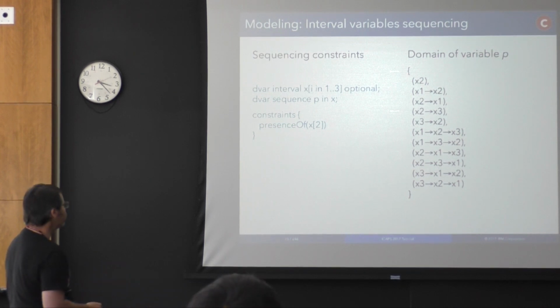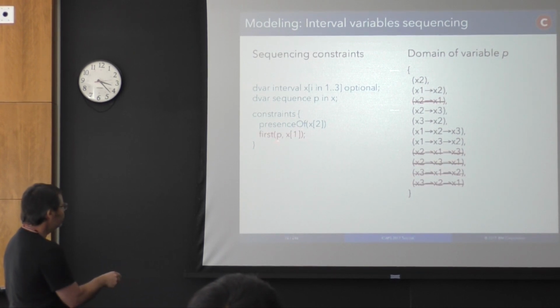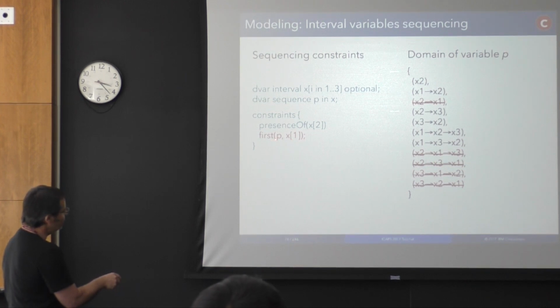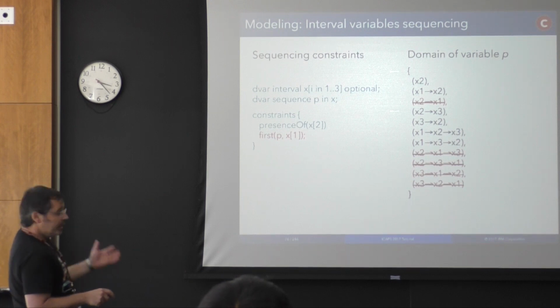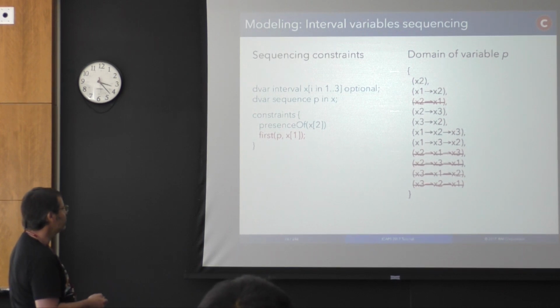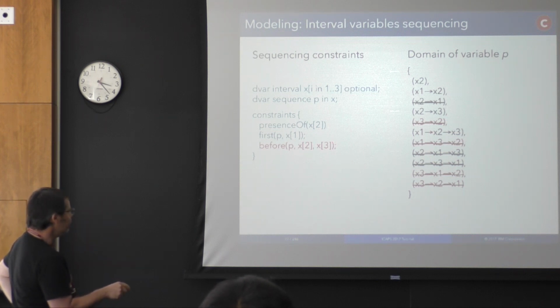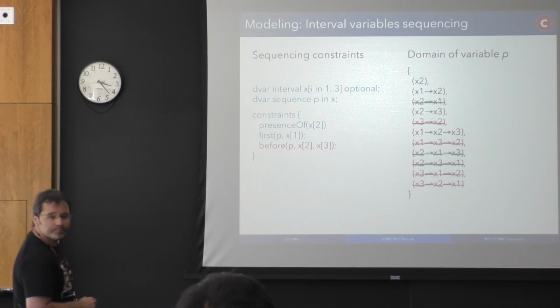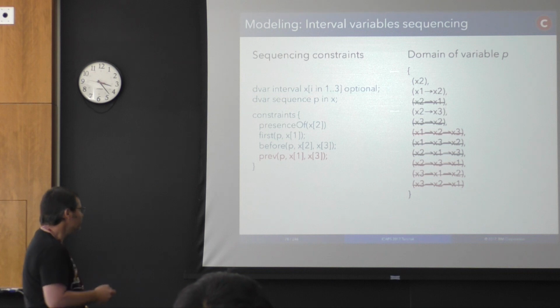Now let's see if we had a constraint first(p, x1). This constraint says if x1 is present, it must be the first. Then this will rule out from the domain all the values where x1 is present and it is not the first. So this won't be possible, this won't be possible, etc. So if you had a constraint before in the sequence, x2, x3, it means that this will rule out this possible value because both are present, but x3 is before x2, x2 is not before x3.